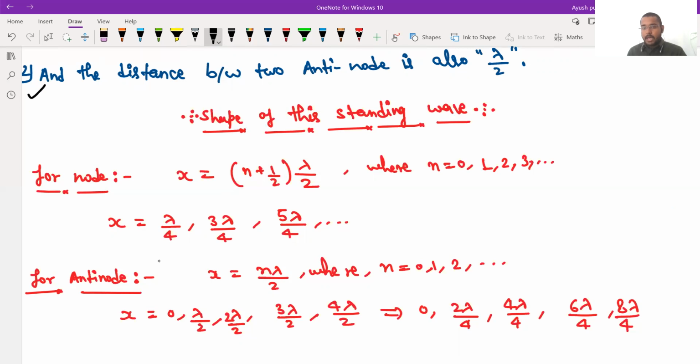When we put n equal to 1, we will get lambda by 2. When we put n equal to 2, we will get 2 lambda by 2. I have not cancelled out the 2 by 2 deliberately. I will tell you why.